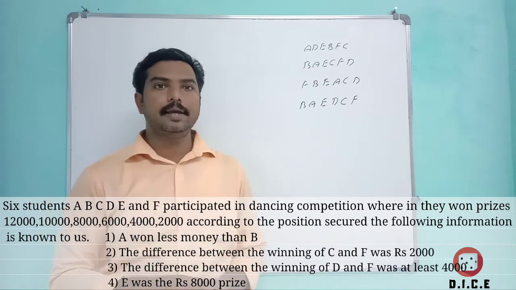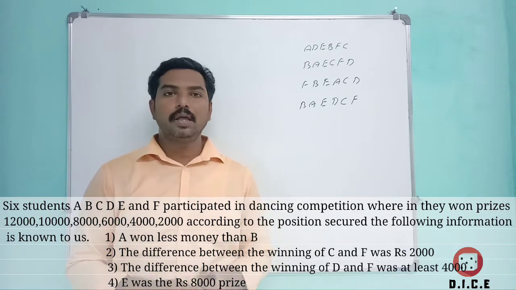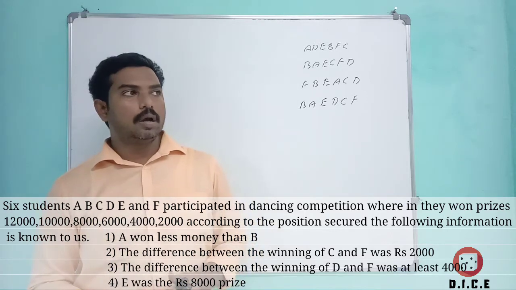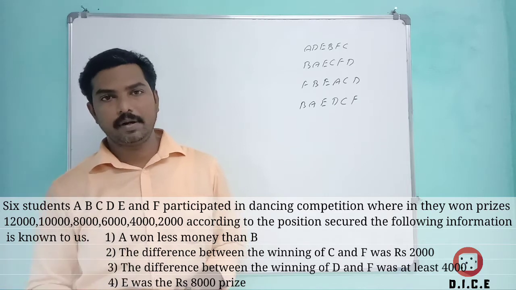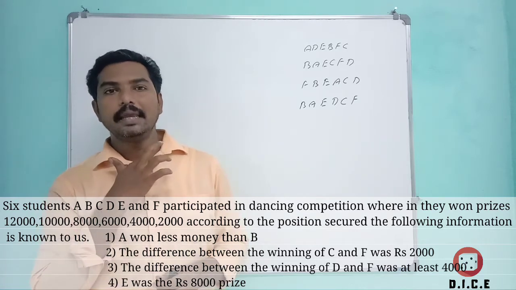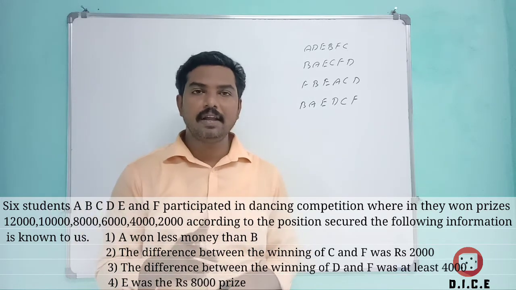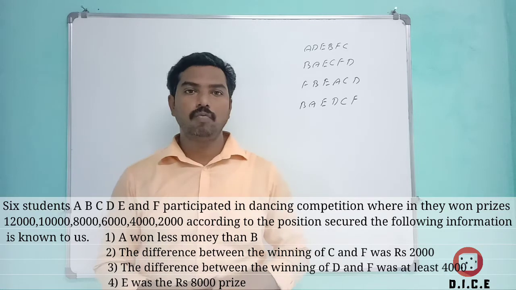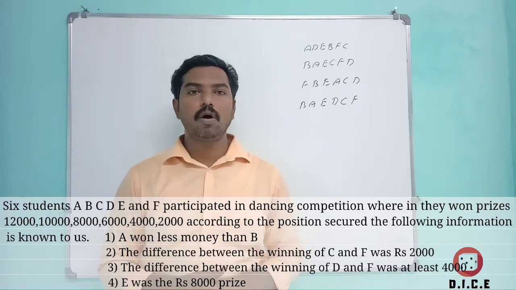Now if you see this data here, A, B, C, D, E, five students participated in a dancing competition. According to their talent, they got different prize monies, that is positions. According to the position, they got the money 12,000, 10,000, 8,000, 4,000, as clearly given. But he has also given the data that A got less money than B, and the difference between C and E is 2,000, and the difference between D and E is at least 4,000. The words "at least" are most important, and it is clearly mentioned that E got 8,000.